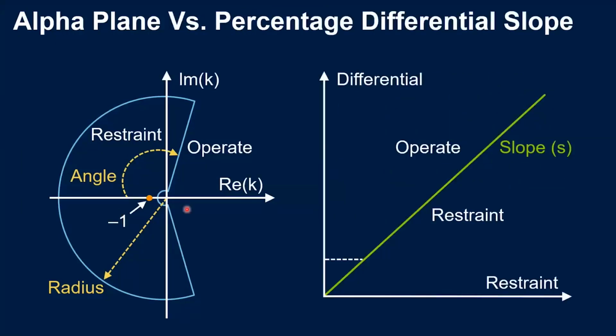Let's do a bit of a comparison to the traditional differential, which is the slope characteristic we have here on the right, where the upper part of the region is the operate zone and the lower part is the restraint zone. And we also have a minimum quantity of differential current to operate. These two, how do they correlate to each other? That's what we're going to see in the next slide.